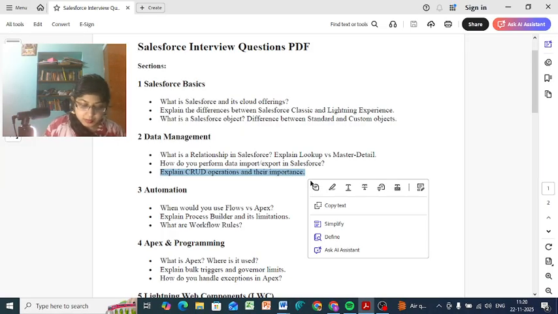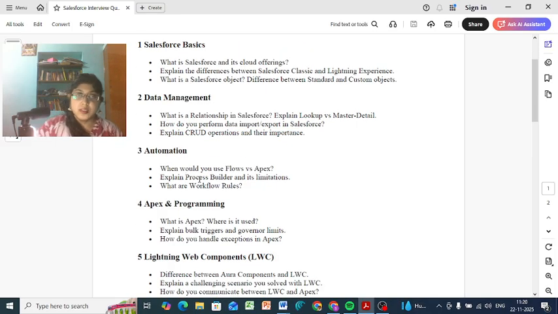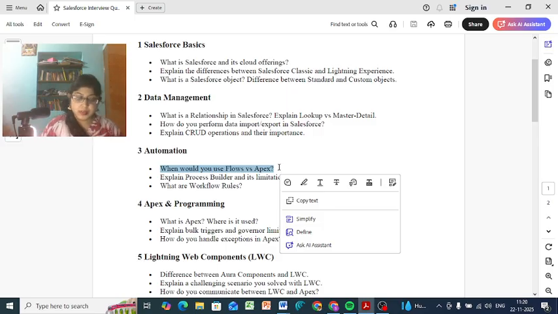That is the challenge which you all have to face. Think of a process at your org and decide flow or apex, comment your answer. Now when it comes to automation, when would you use flow versus apex? It depends on the mechanism and the example which I'm quoting.